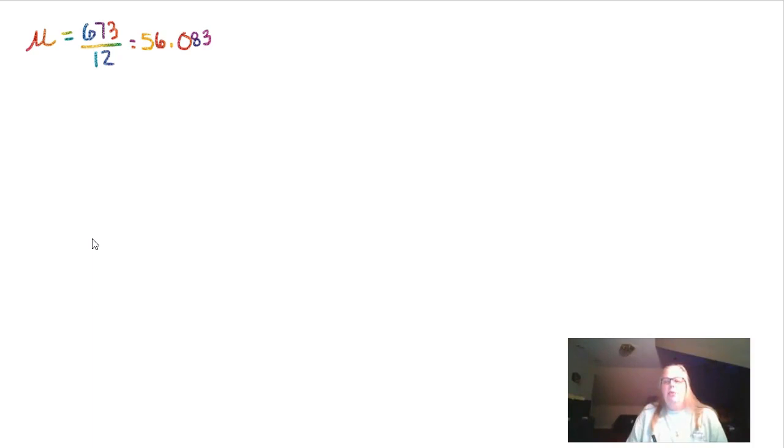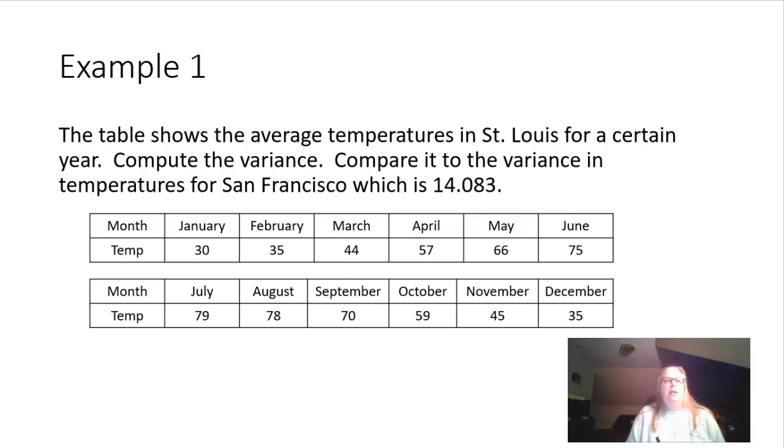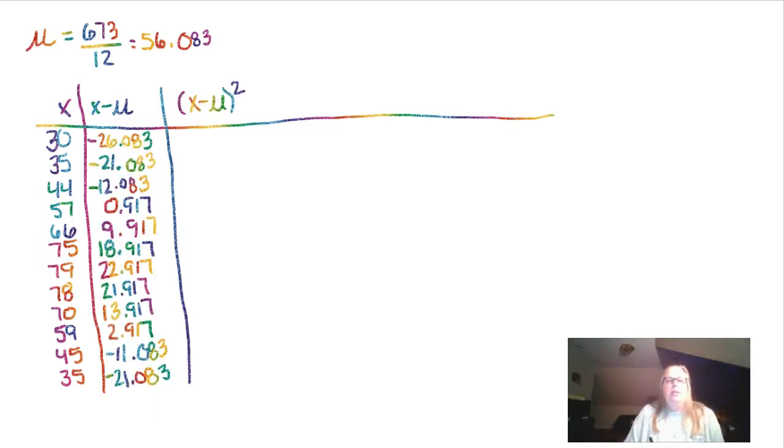Now I have to take each data point from the chart and subtract the mean from it. Okay, so as you can see, I've got my chart set up here, and underneath X I have all of the temperatures from the table in our preceding slide. In my next column, I'm going to take each one of these individually and subtract the mean, and write that answer in the second column. Okay, so in column 2 you can see I have actually subtracted my mean from each of my data points, and I rounded off to 3 decimal places here.